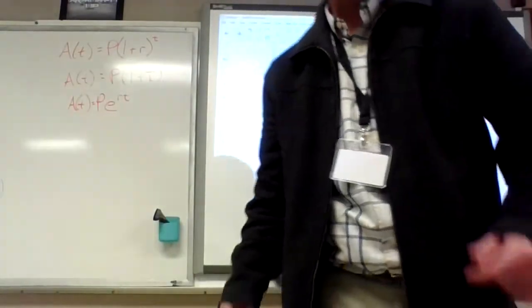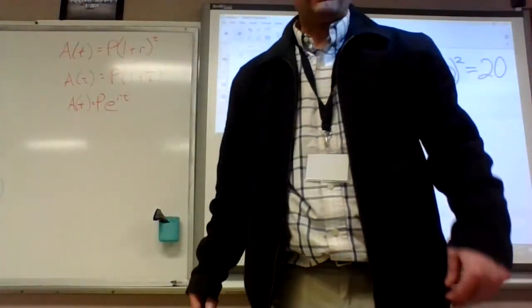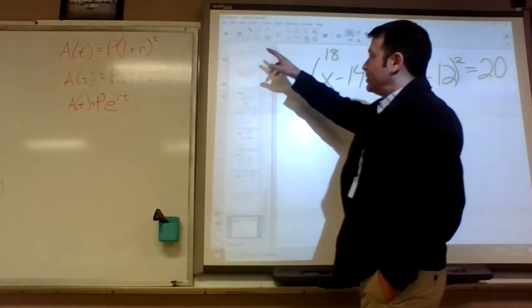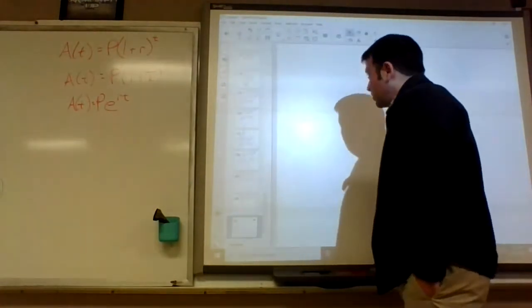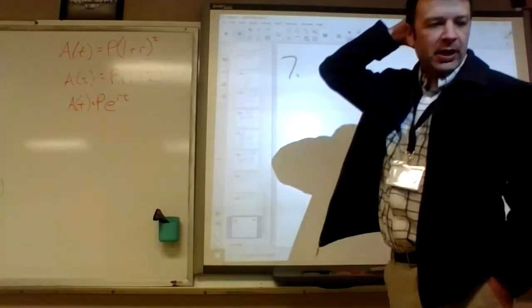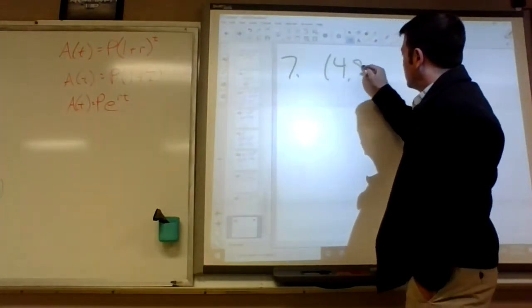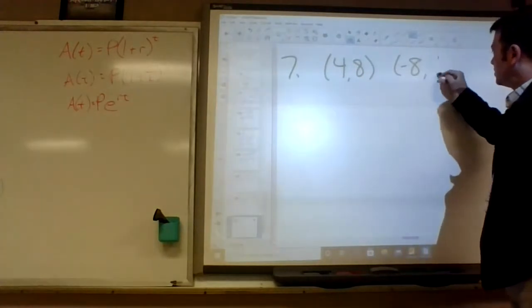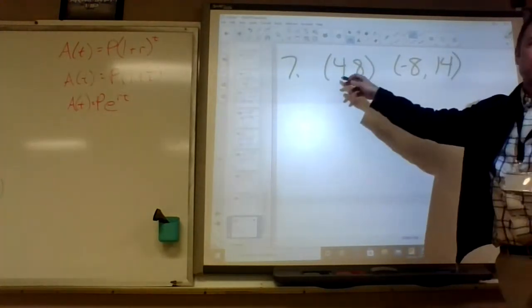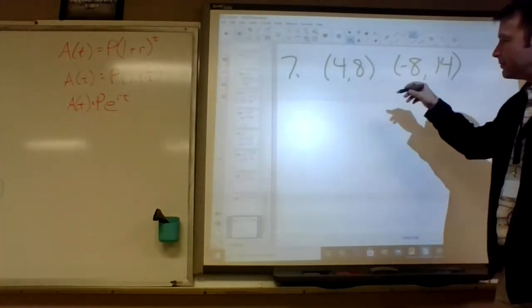Okay, so we're on number 7. If the ends of the diameter are at (4, 8) and (-8, 14), then the center will be halfway between them, so we could use the midpoint formula.